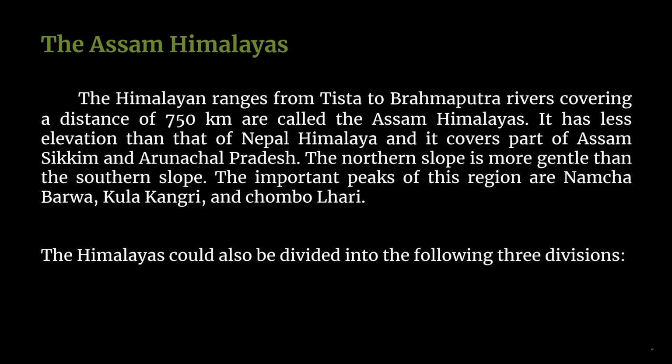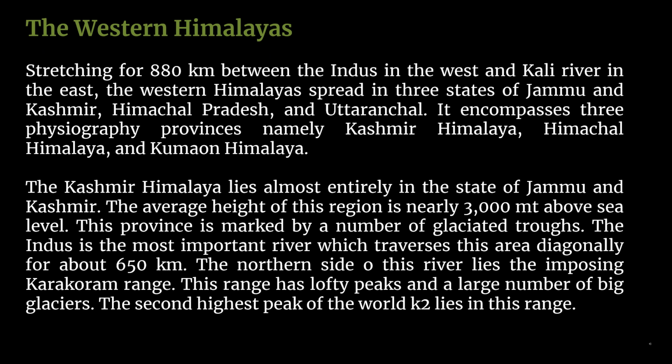The Himalayas could also be divided into the following three divisions. The Western Himalayas. Stretching for 880 km between the Indus in the west and Kali River in the east, the Western Himalayas spread in three states of Jammu and Kashmir, Himachal Pradesh, and Uttaranchal. It encompasses three physiographic provinces, namely Kashmir Himalaya, Himachal Himalaya, and Kumaon Himalaya. The Kashmir Himalaya lies almost entirely in the state of Jammu and Kashmir. The average height of this region is nearly 3,000 m above sea level.